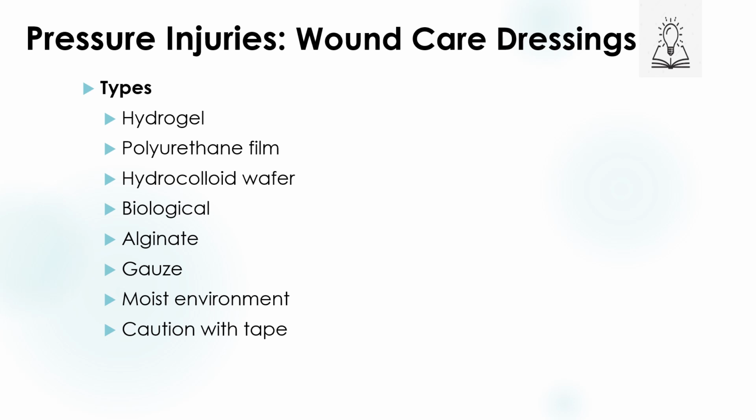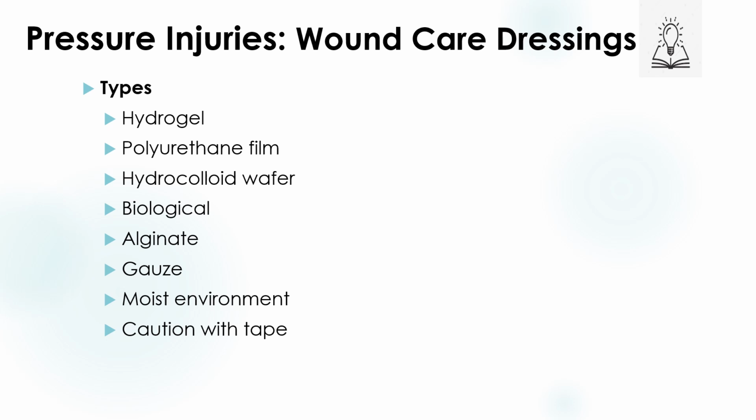Gauze dressings are versatile and widely used for various types of wounds. They can be used as a primary or secondary dressing and are available in different forms, such as pads, sponges, and rolls. Gauze is suitable for covering and protecting wounds, absorbing exudate, and applying topical medications.